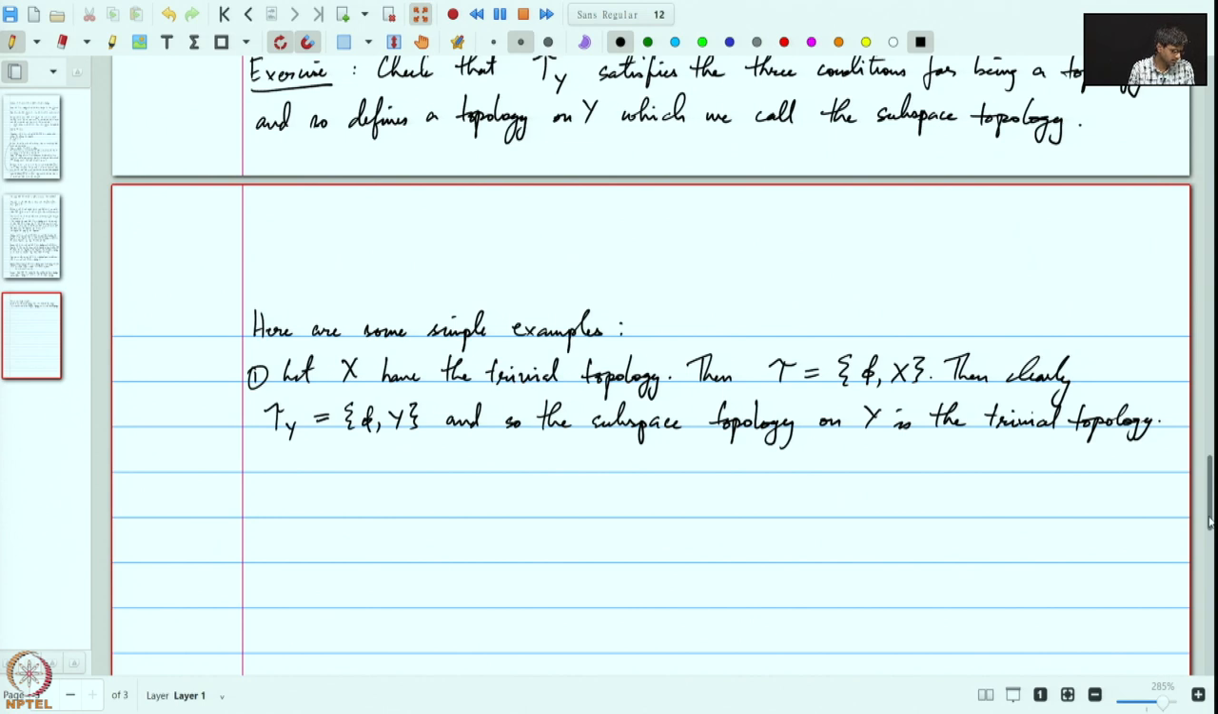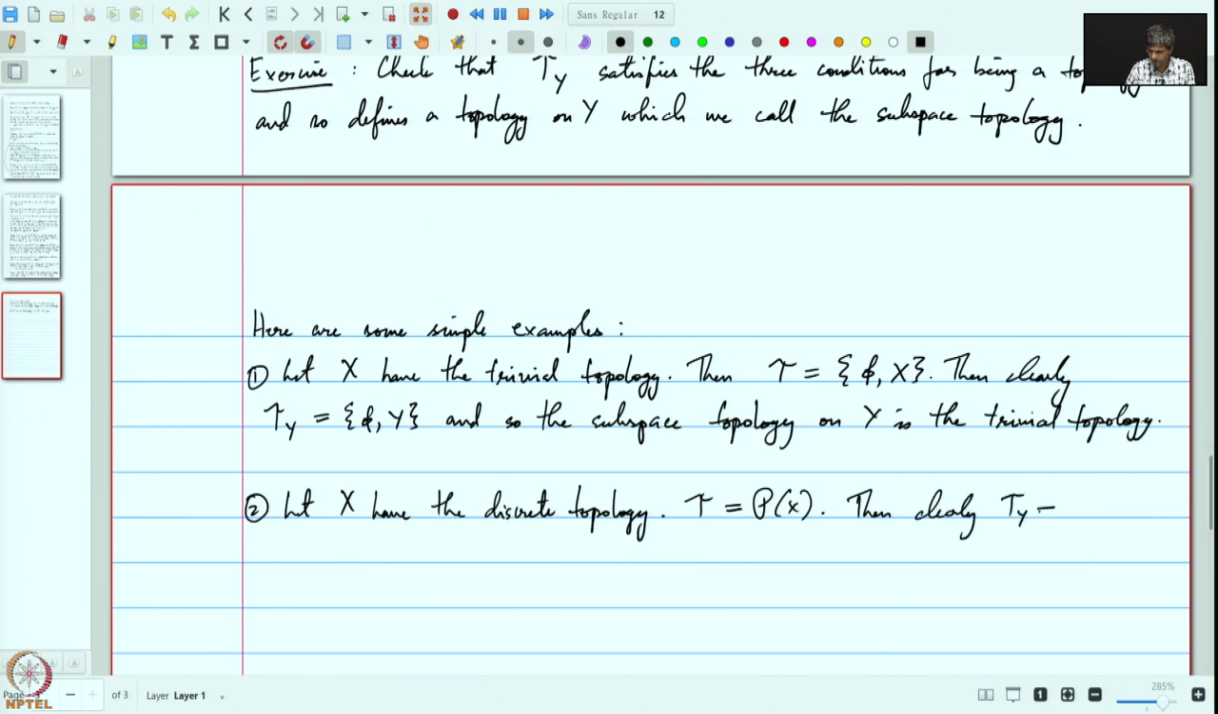Okay, so similarly, let X have the discrete topology. Recall that the discrete topology meant that we take tau equal to the power set of X, right? So then clearly tau sub Y is equal to the power set of Y, because given any V in Y, V is a subset of Y, and so it's also a subset of X, and so V belongs to tau. This implies that V intersection Y, which is V, belongs to tau sub Y. Thus, we have proved that tau sub Y contains all subsets of Y, which implies that tau sub Y is the discrete topology.